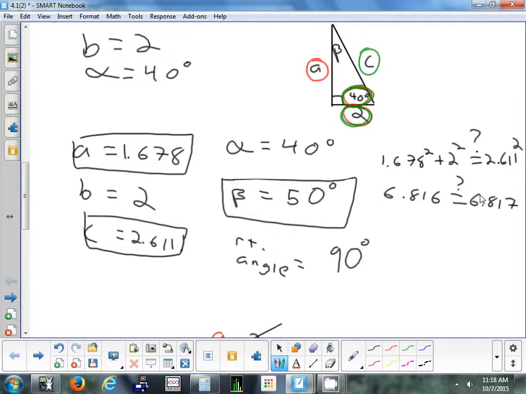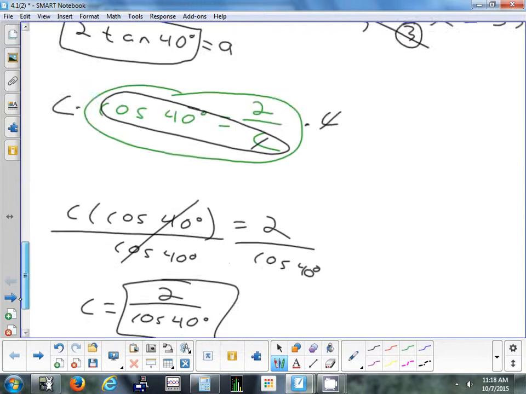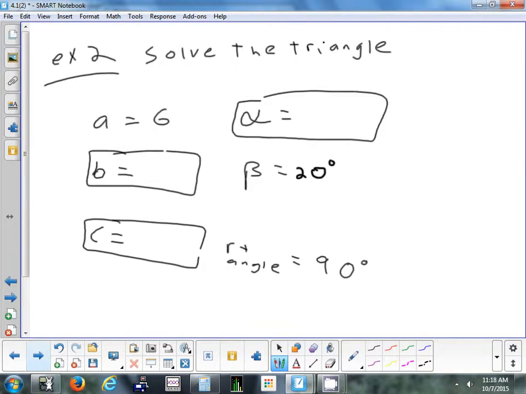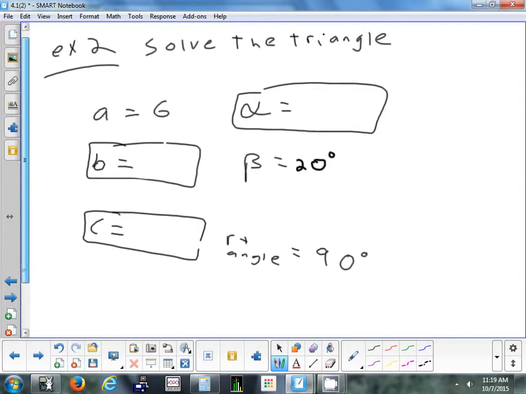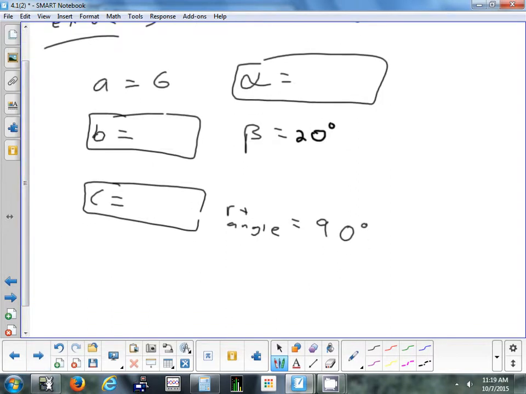Any question on that one? All right, so let's try one more of those, same type. They're starting you off with a side and one of the angles. Before we do any work to find answers, what do you think I should do first?